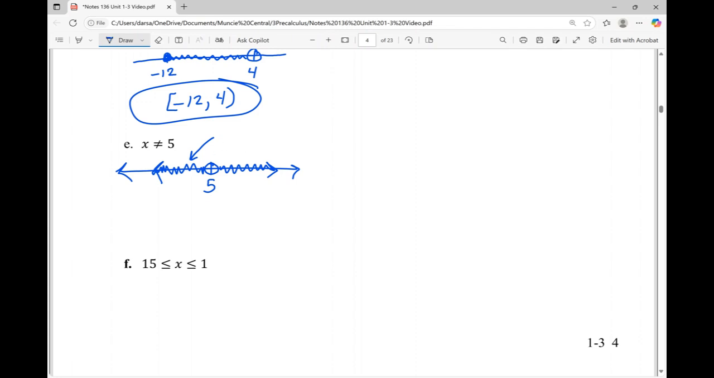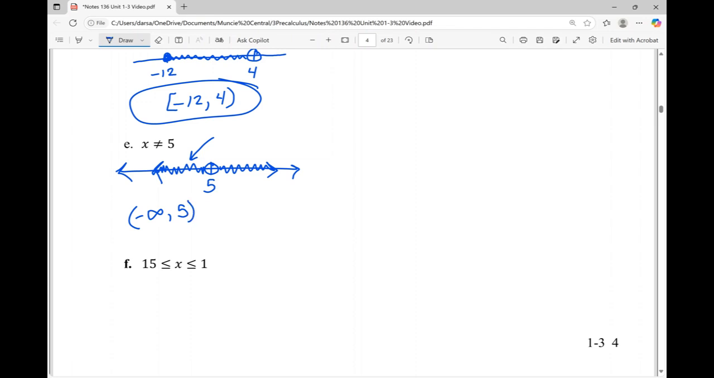So let's just do this first bit of shading. What's the smallest number that's going to be shaded here? Negative infinity. What's the biggest number that's going to be shaded here? 5. So we have a parentheses here, and 5 is not included, so it's a parentheses, right?